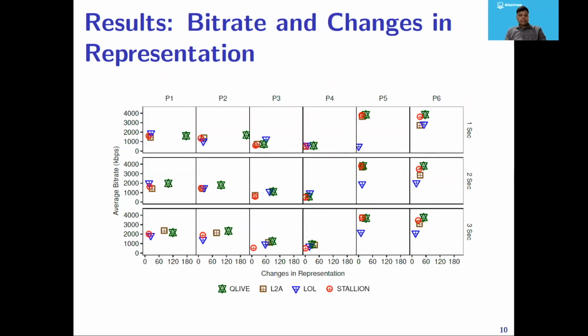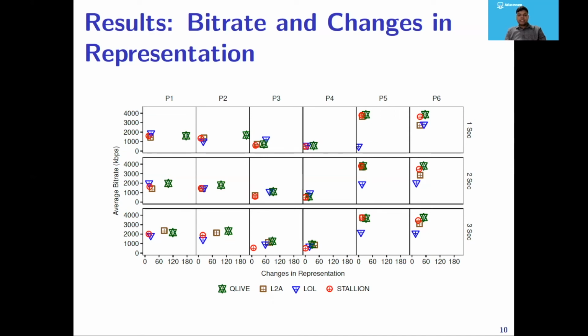In the next comparison, we are showing the average bitrate of the played segments against the changes in representation. Here, the top left corner of each box is the most favorable one, where we have the maximum bitrate with minimal changes in quality. Here also we can see that QLive has the maximum bitrate, but the changes in representation also seem to be high, especially for profiles P1 and P2.